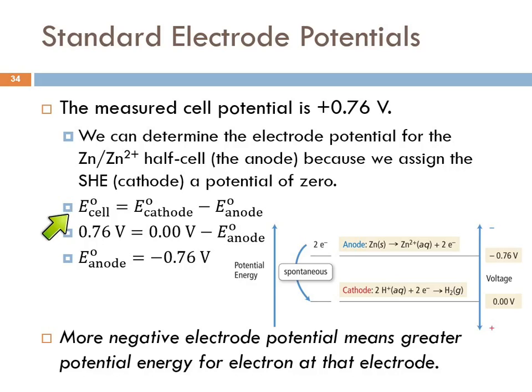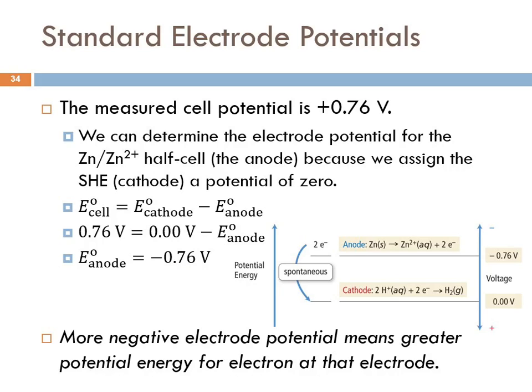So we can look at it this way. The potential of the cell is the potential of the cathode minus the potential of the anode. Well, the potential of the cell is 0.76 volts. We measured that with a voltmeter. The potential of the cathode is 0, and so then we can figure out what the potential of the anode is. So the potential of the anode is minus 0.76 volts.